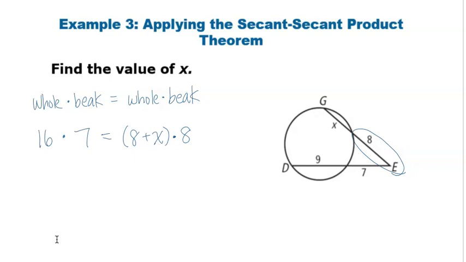Okay, so then we're just going to clean this up. So you can use your calculators, obviously, if you want to. 16 times 7, we get 112. And then this guy here is going to distribute. So we have 64 plus 8x.